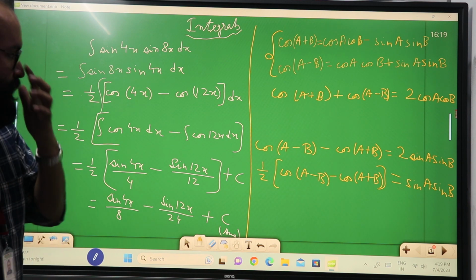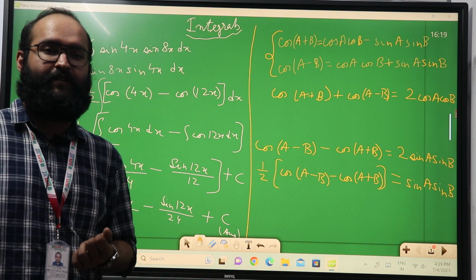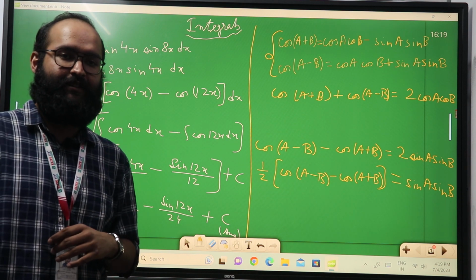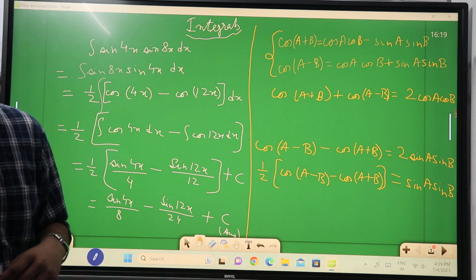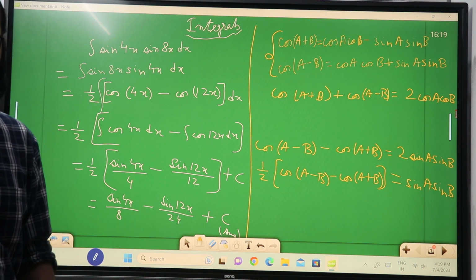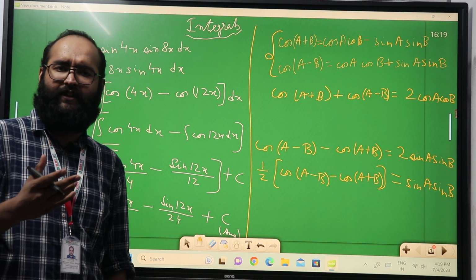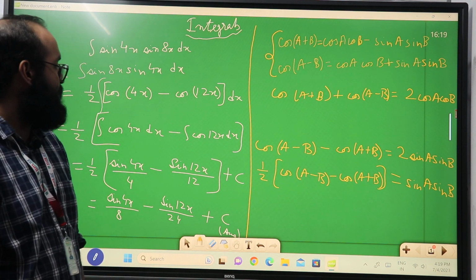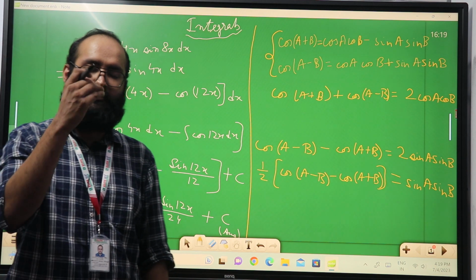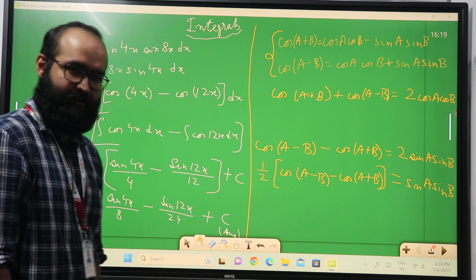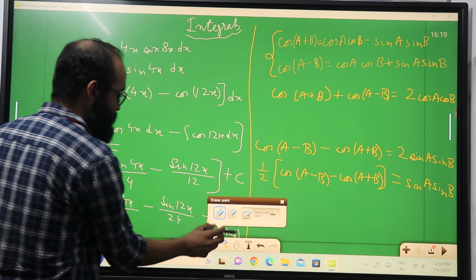Understood? Yes, you will have a problem without plus C at the later part of the chapter. Still a long way left. In the later part of the chapter, when we will be studying definite integral, now we are studying indefinite integral. Why? Because we don't have any definite value of plus C. Later part of the chapter, when you will be studying definite integral, that time you will be seeing that you don't need to write plus C. We'll see that later. So now, let us do this question.